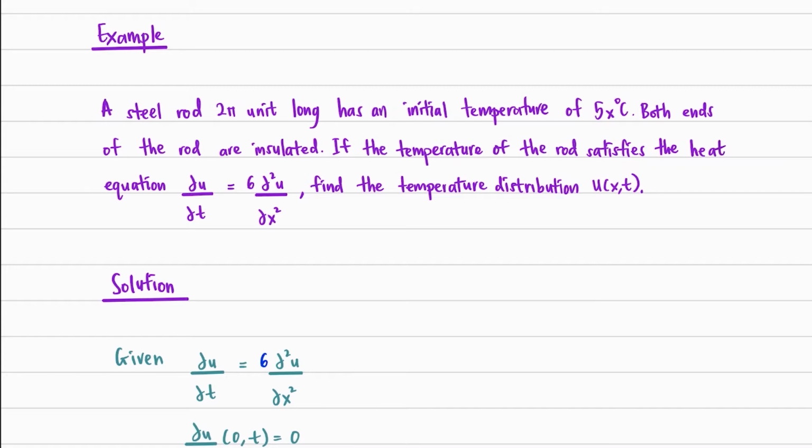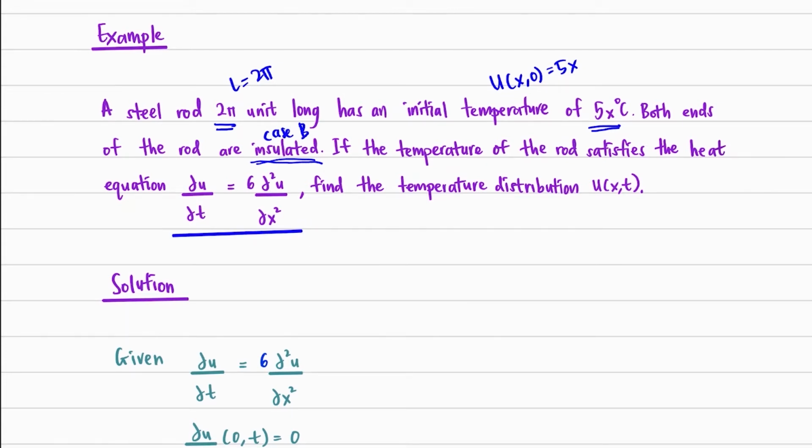Given a steel rod 2π units long, which means that L is equal to 2π, has an initial temperature of 5x degrees Celsius, which means that at time t equal to 0, U(x,0) is equal to 5x. Both ends of the rod are insulated. Insulated means it is case B. If the temperature of the rod satisfies the heat equation, ∂U/∂t equal to 6 ∂²U/∂x², find the temperature distribution U(x,t). This is the heat equation given.